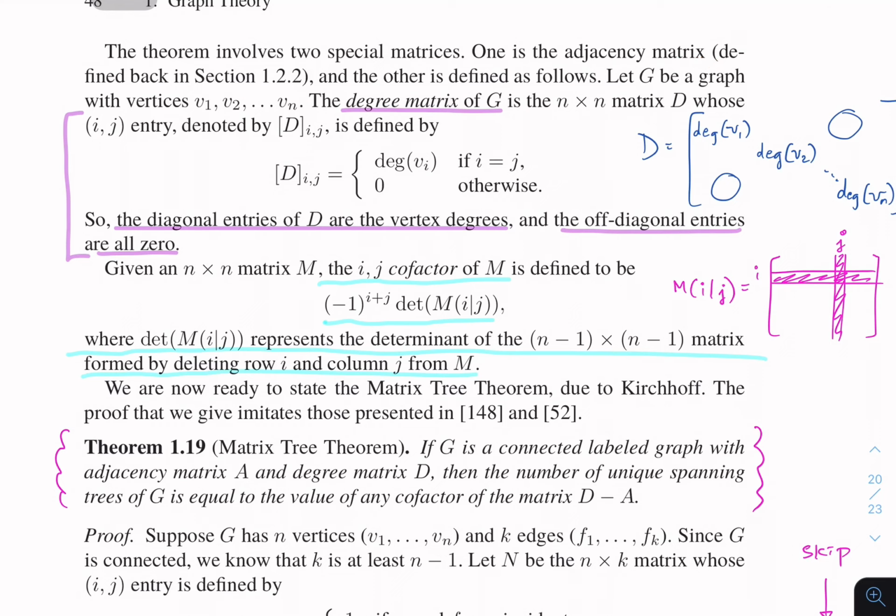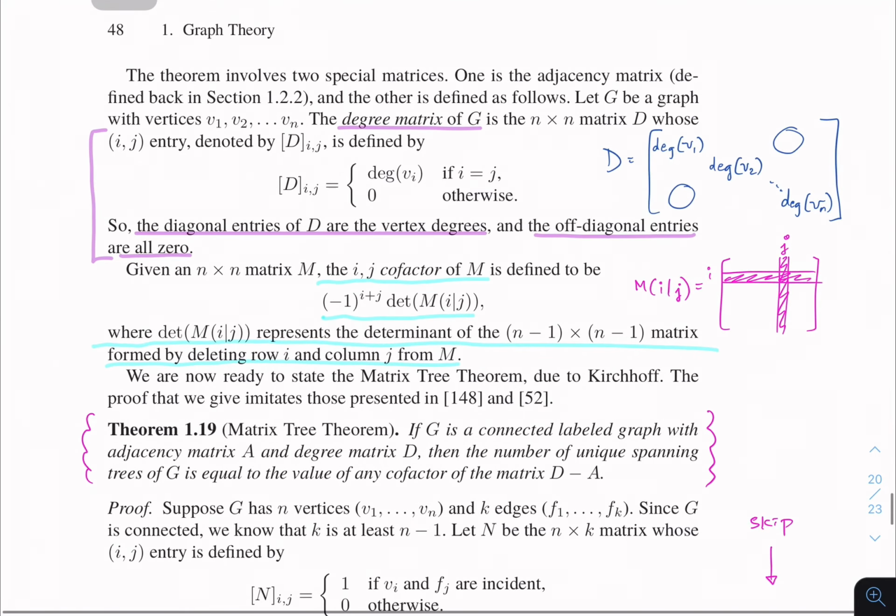And now another definition is, given a graph, we can compute the degree matrix of the graph. Basically it's a diagonal matrix where the diagonal entries are the vertex degrees, and all of the other entries are 0.